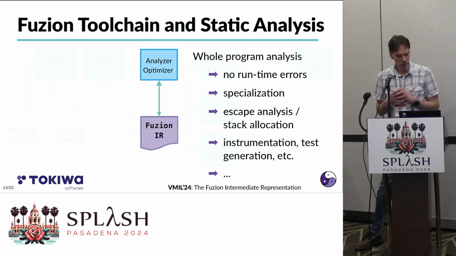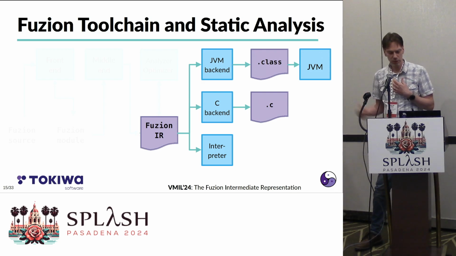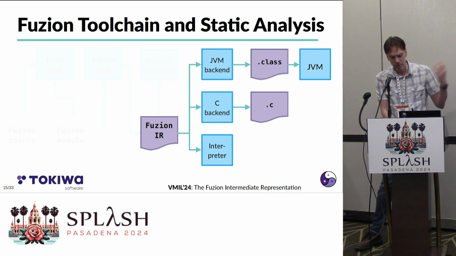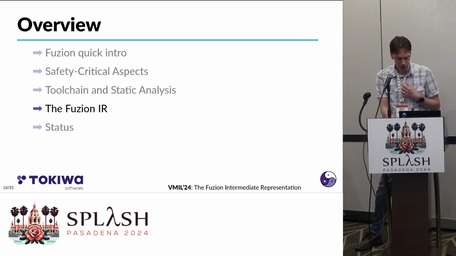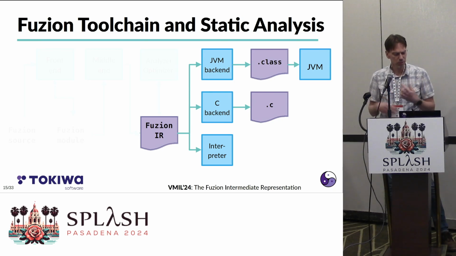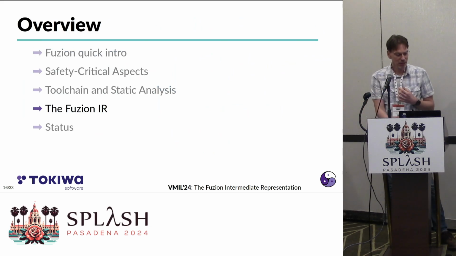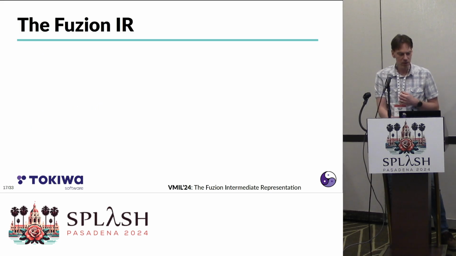And now the result of these different tools is again the Fuzion IR, which is then the input for different backends. And these are the backends that we currently support, which is a Java virtual machine backend where bytecode is generated, or C source code, or we have an interpreter as well. So now let me tell you very quickly about the details what the Fuzion IR looks like.